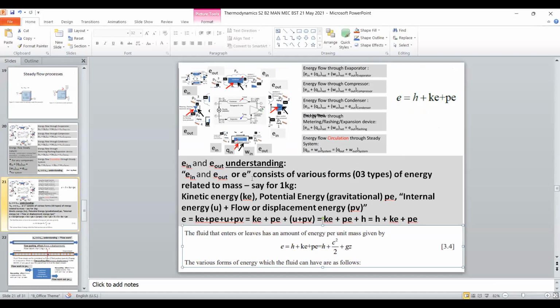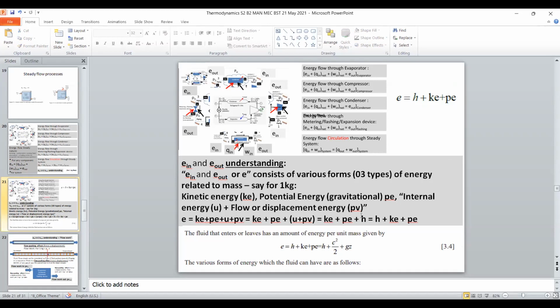So E in and E out, or E, consists of various forms of energy contained in mass or related to mass. Say for 1 kg, small e. This Ke means kinetic energy. You have heard about this. This Pe means potential energy, but this is gravitational potential energy, Pe. And here it's mentioned as H. Never mind, H is the enthalpy, you know.